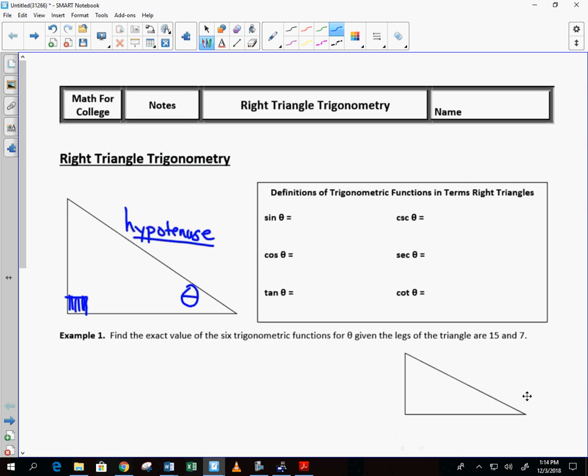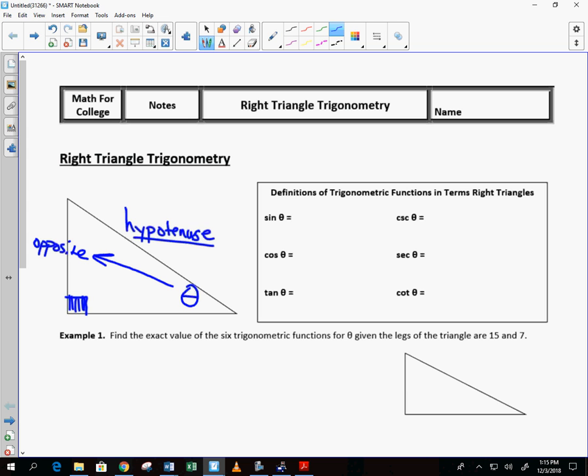You can see that the hypotenuse is the longest side of the right triangle. This side is going to be what we call opposite. Anybody know why we call this the opposite side of the right triangle? Opposite of what? The angle. If you go across from the angle, you get to the opposite side.